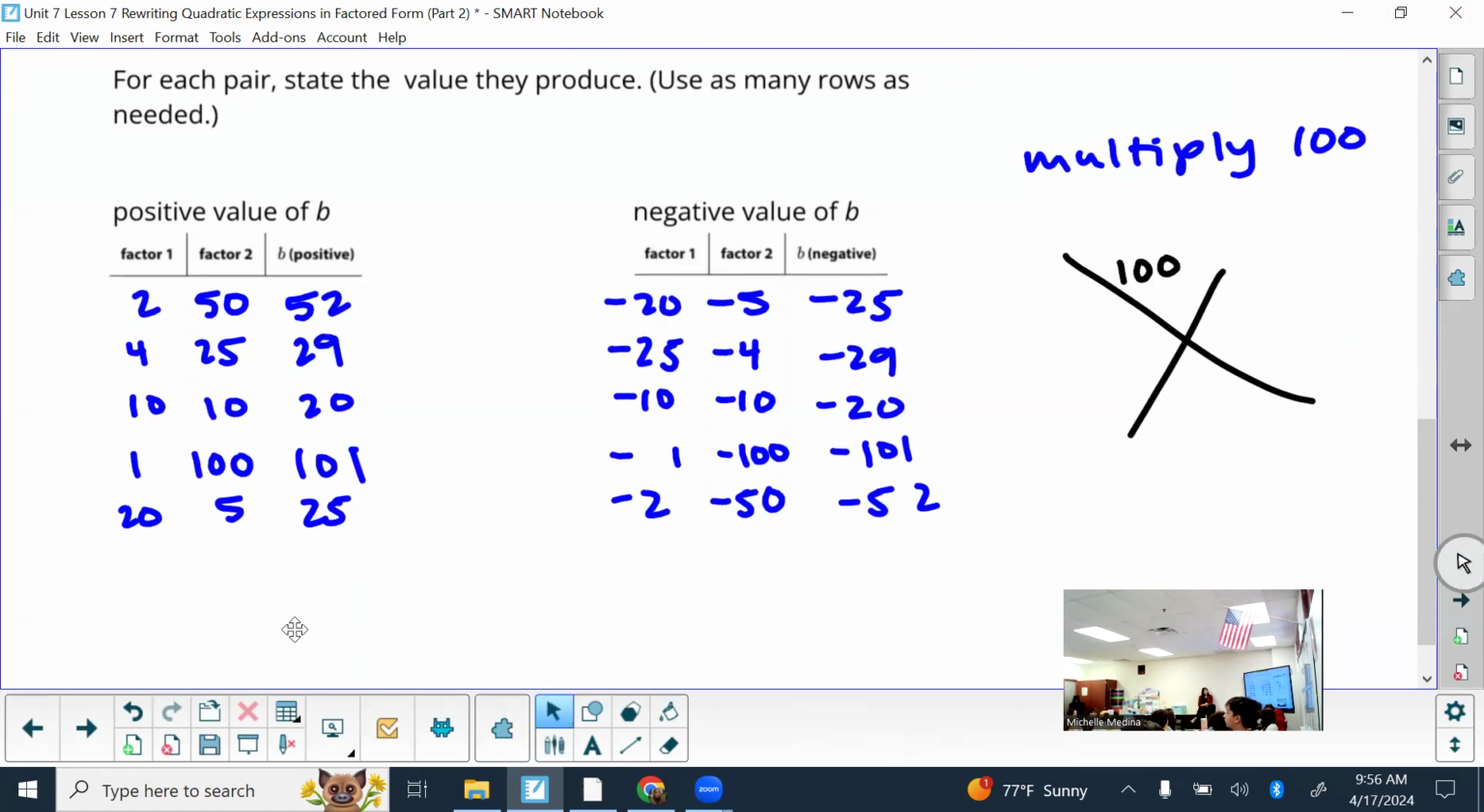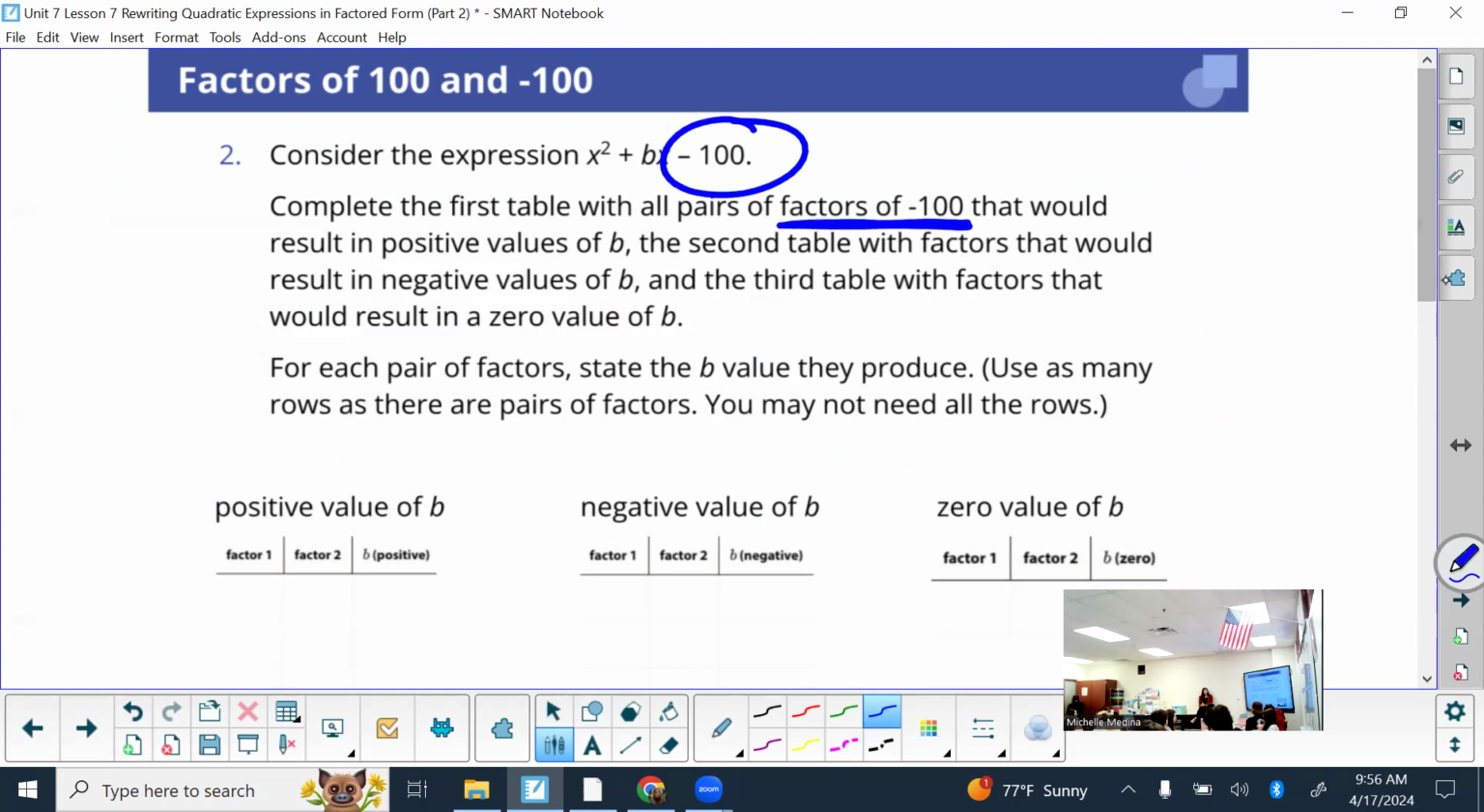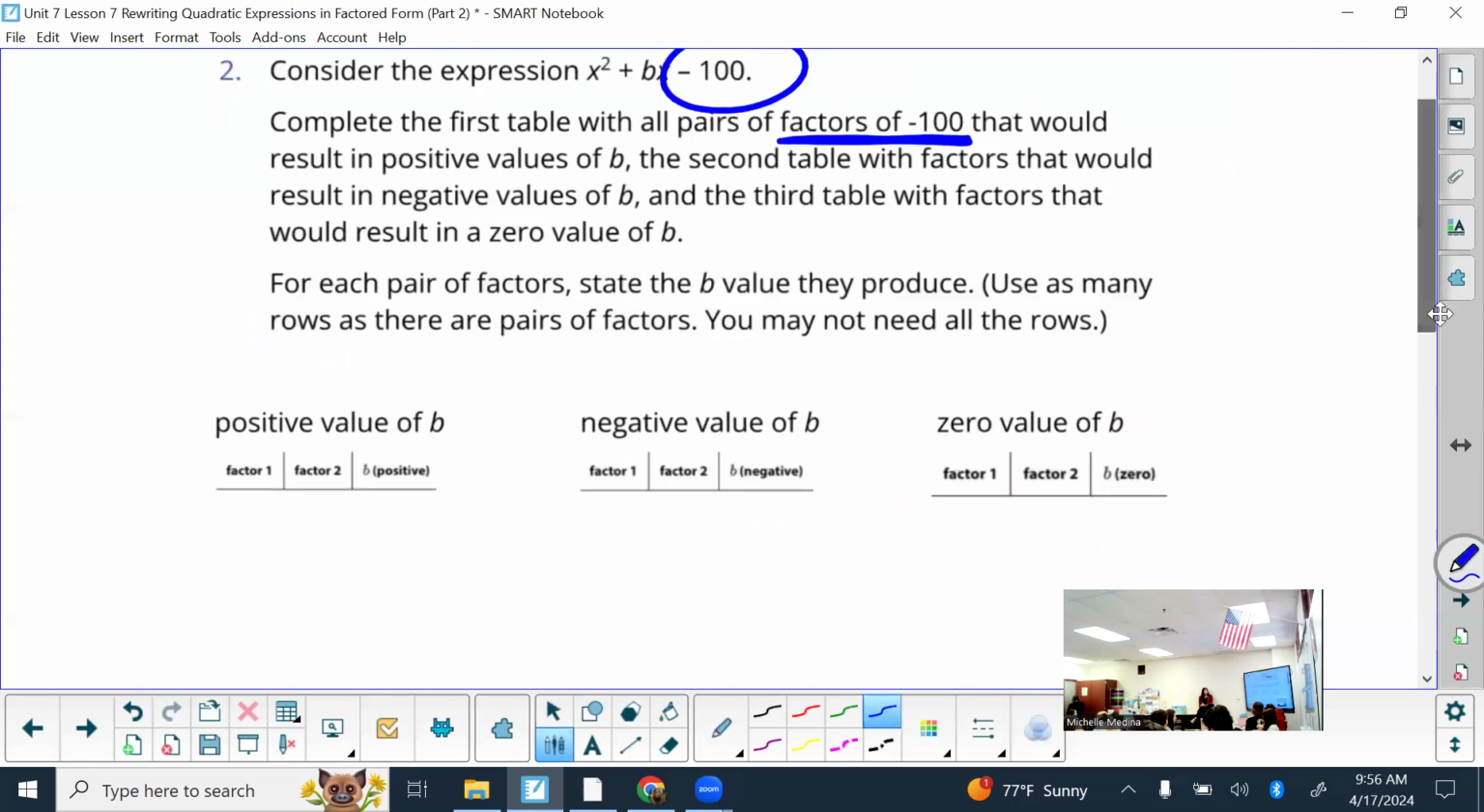Okay. So now we're going to see what happens when it's a negative 100 that we're multiplying. So we're going to look for factors of negative 100. And you're going to sort them now based on whether the value of B is positive, negative, or 0. You may not necessarily use all the rows on each table, but think of numbers that now multiply to negative 100 and sort them based on that. So you know, it's pretty good.